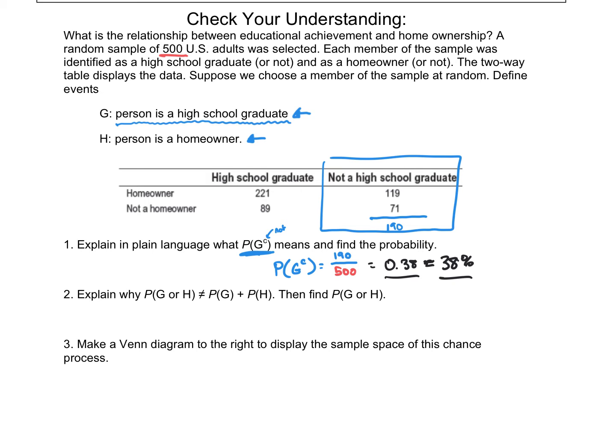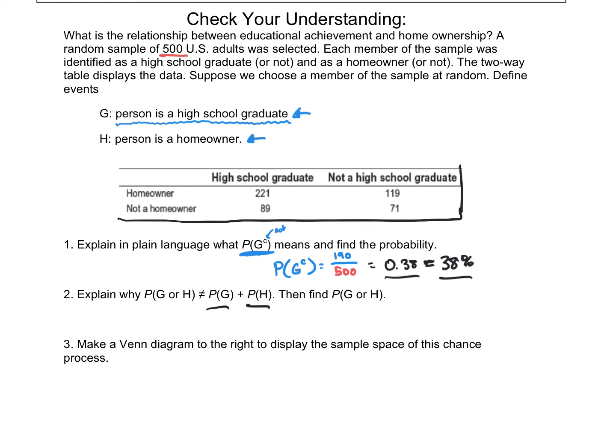All right, so explain why probability of being a high school graduate or being a homeowner is not equal to just adding those two together, right? So that's what we're looking for here. Let me come back to this. I want to erase some stuff here because I want to come back up and use this chart. All right, here we go. I'm going to put some totals out here, because I want to put what we call the margins. Remember when we used to say margins?